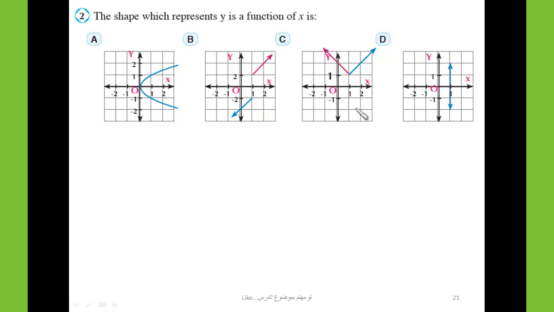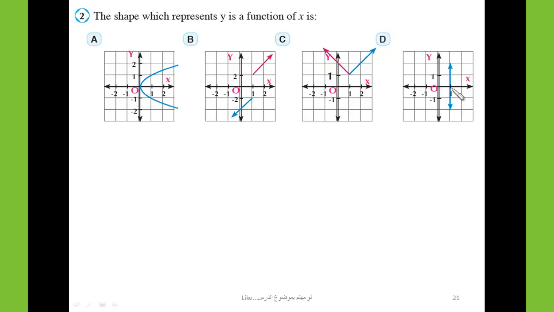And this figure C, this is a function because every point, or you can say every element in the domain, has only one image in the codomain. So the image of the point 1 is 1, the image of the point 2 is 2, the image of the point negative 1 is 3. So this figure C represents a function.